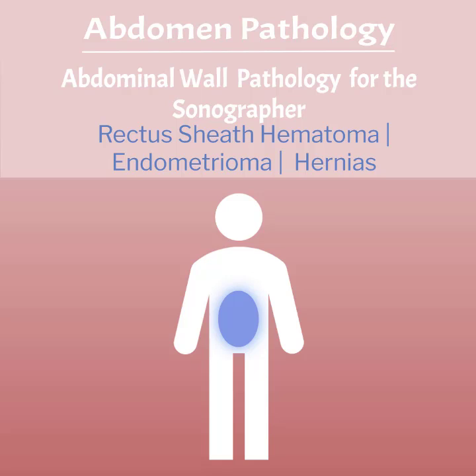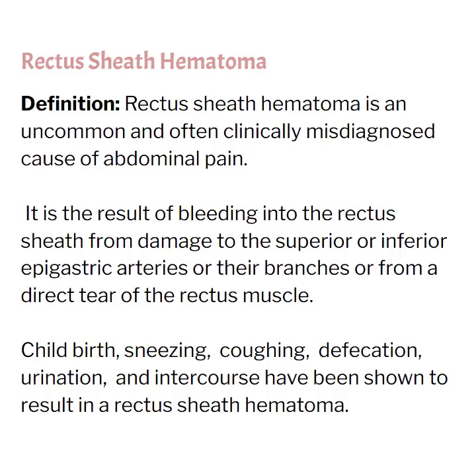Welcome to our sonography lecture on abdominal pathology, part 404, where we'll take a look at the abdominal wall pathology for the sonographer. This lecture will cover topics such as rectus sheath hematomas, endometriomas, and hernias. We're going to begin with a rectus sheath hematoma.